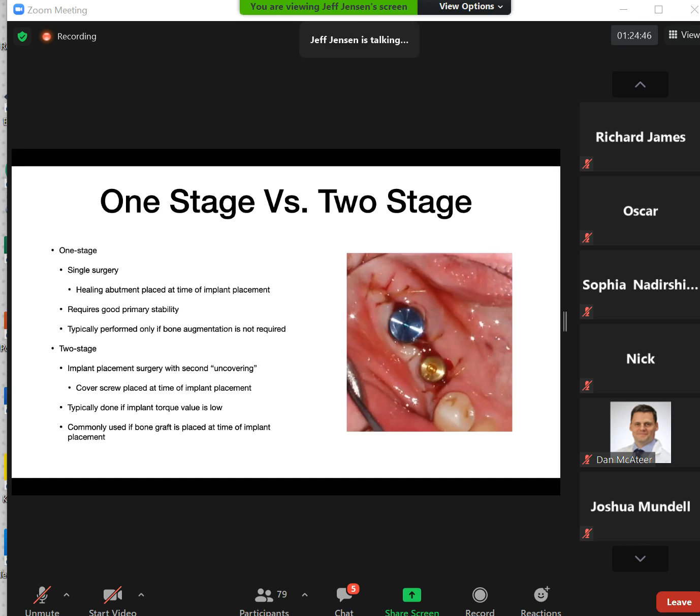We'll put the cover screw on, replace the flap, and let it heal. At the time when it's time to restore, we have to go in and do another procedure where we make our incision, expose the implant, and put a healing abutment on. So essentially there are two steps on that. In most cases, I'm trying to do one stage if I can, because it just saves the patient another procedure, and place our healing abutment. So a one stage is healing abutment placed at time of implant placement. A two stage is cover screw at implant placement, followed by healing abutment attachment afterwards.